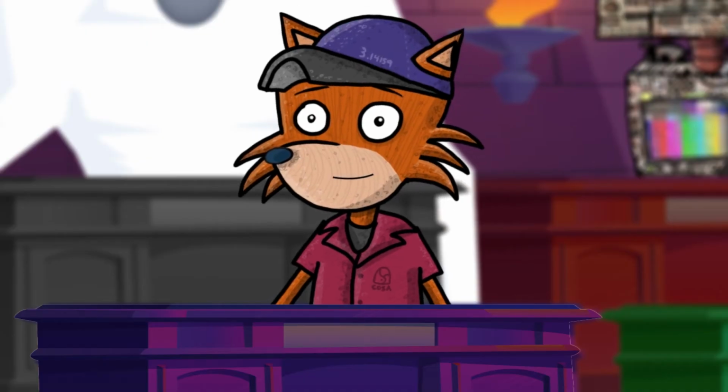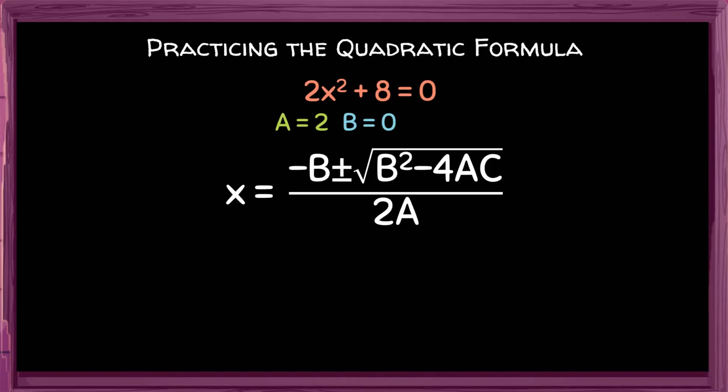Thanks, Mr. C. Now, who can tell me what our c value is? C is the regular number at the end. In this equation, it is +8, meaning +8. Good, V9. So we have a is 2, b is 0, and c is 8. Now we plug them in. But we need to be careful because we're about to reach the second tricky part of this problem. Wendigo, can you get us started?